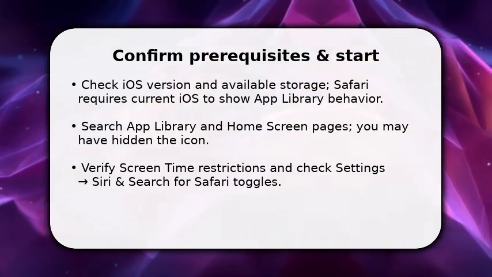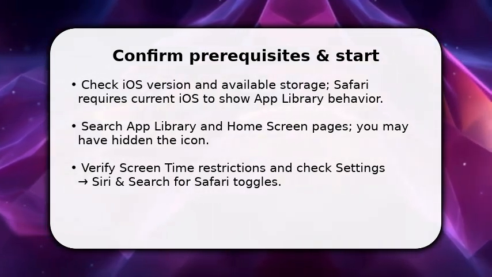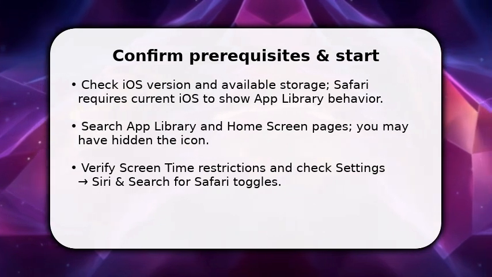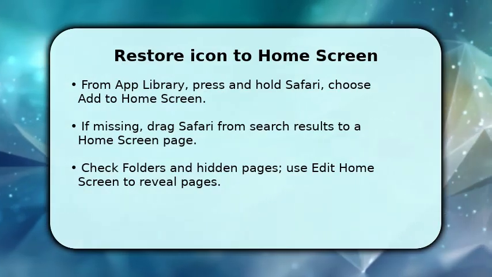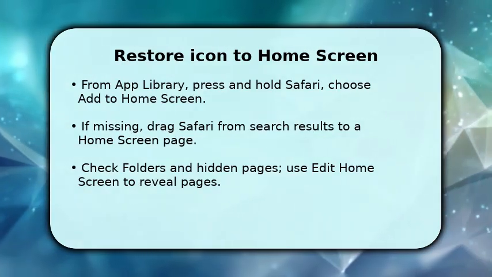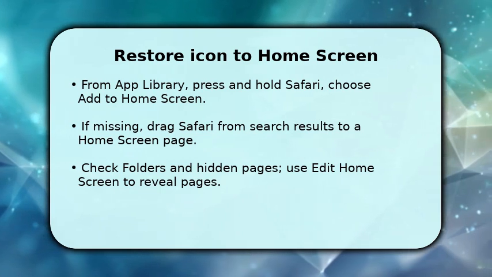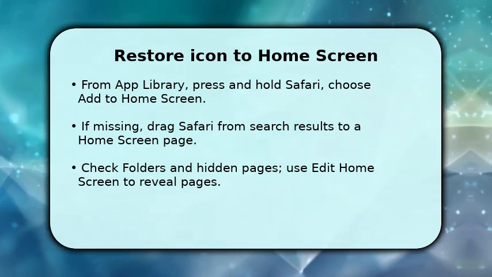If Siri and search options are off for Safari, enable them now so the system can suggest and surface the app where expected. Now move Safari back where you want it. In the app library, press and hold the Safari icon and pick Add to Home Screen. That places a shortcut immediately.